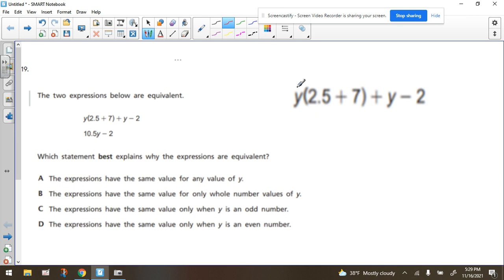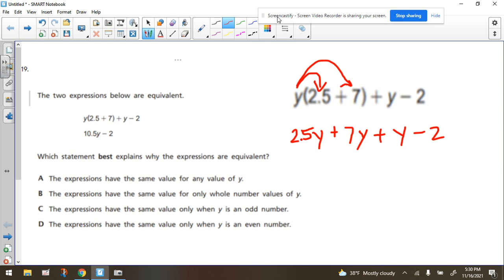So let's distribute this to kind of wrap our brains around why they might be equivalent. If we do this times this, we would write the coefficient first and write that as 2 and 5/10 times y. And if we did this times this, we would probably put the 7 first and then the y, because that's showing these two things being multiplied together. And then we're adding to that this next section, which is plus y minus 2.